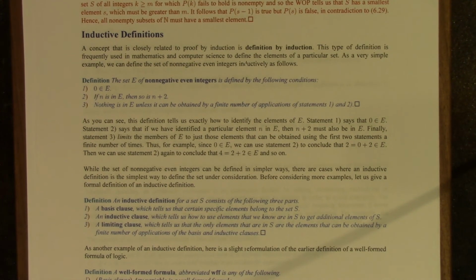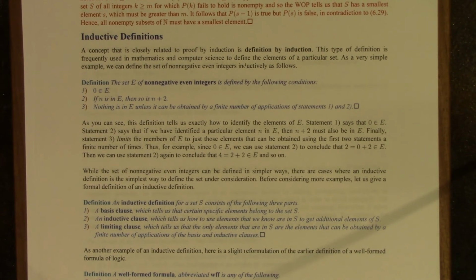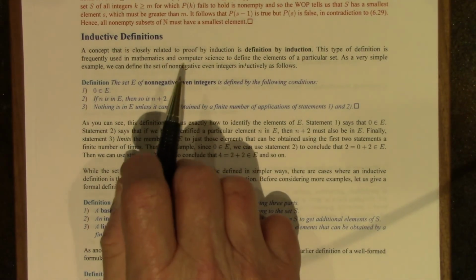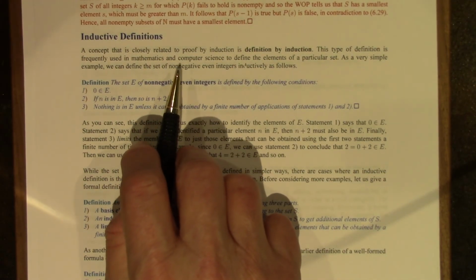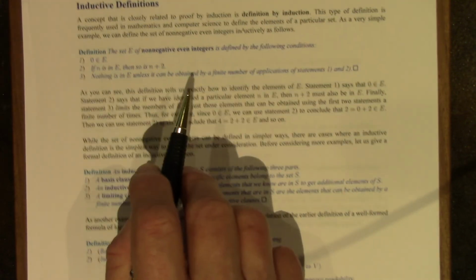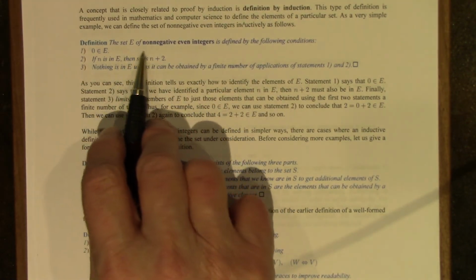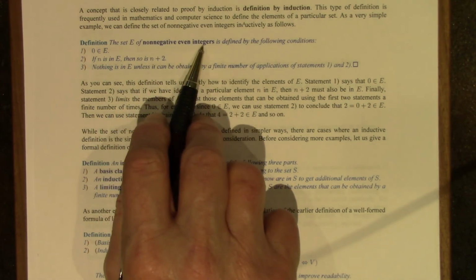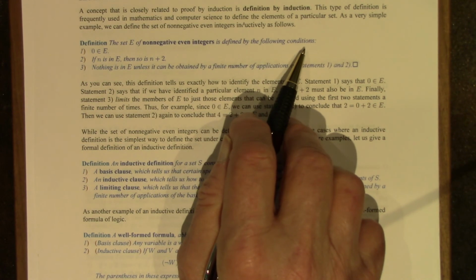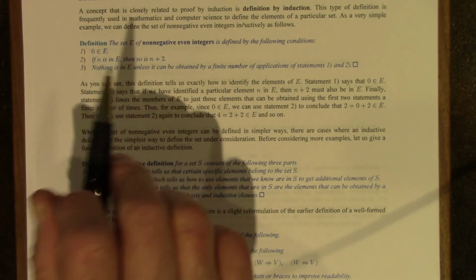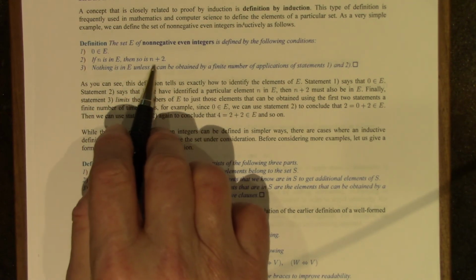A concept that's closely related to proof by induction is something called definition by induction. This type of definition is frequently used in mathematics and even more so in computer science to define the elements of a particular set. So as a very simple example, we can define the even integers in the following way. The set E of non-negative even integers is defined by the following conditions. 0 is in E. If n is in E, then so is n plus 2.